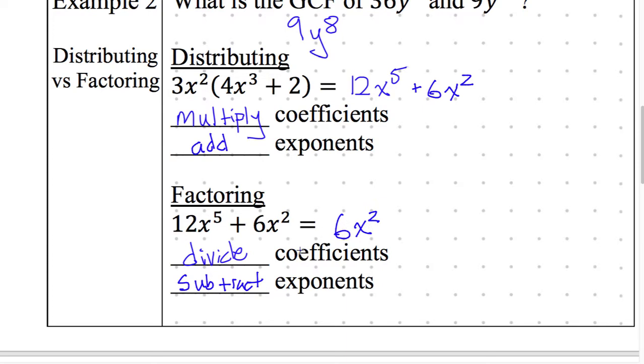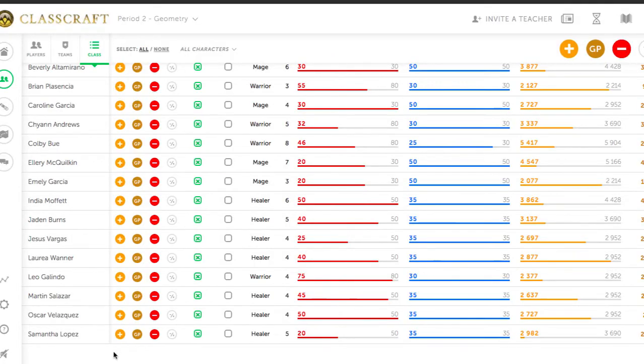So Oscar's got the greatest common factor. It is indeed 6x to the power of 2. Everyone write down Oscar's greatest common factor. Thank you, Oscar.